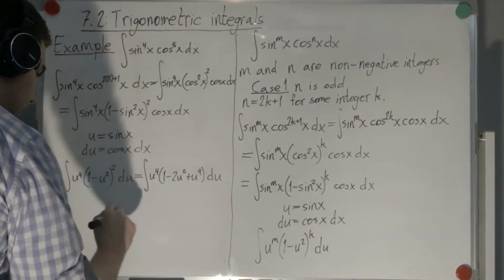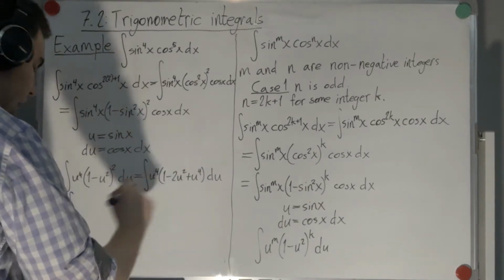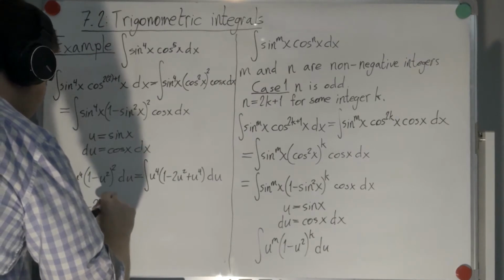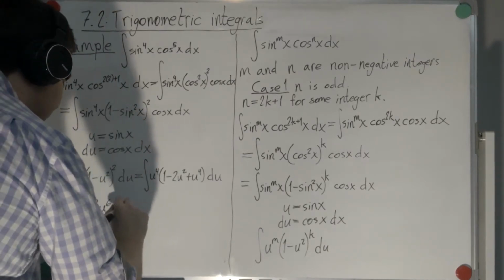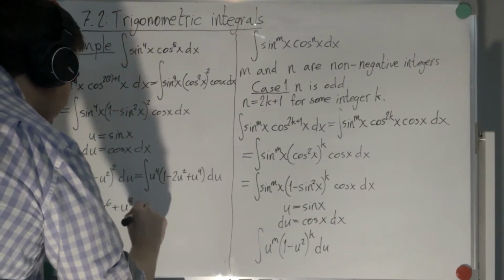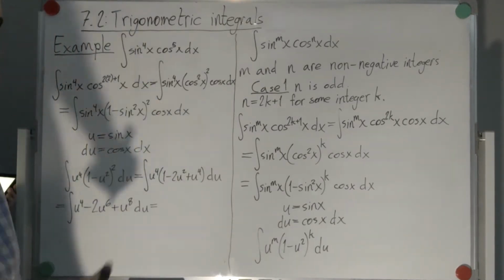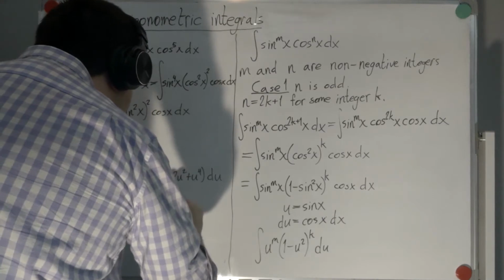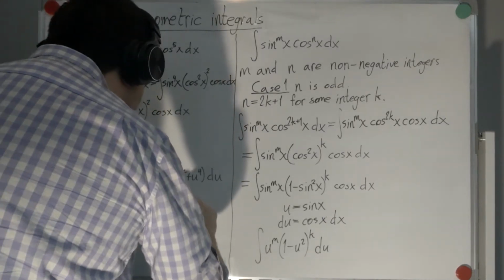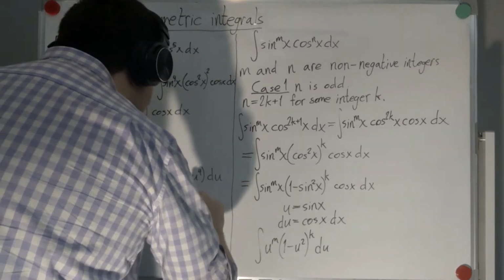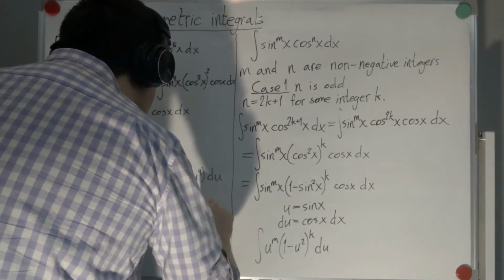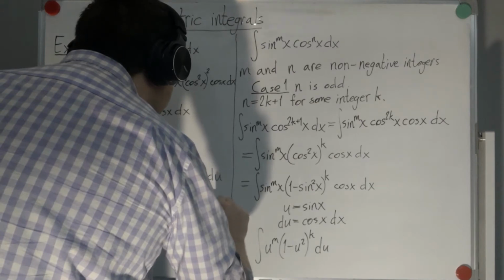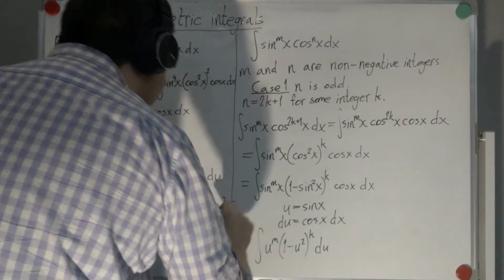This now becomes the integral of u to the fourth minus 2u to the 6th plus u to the 8th du. And you can take that antiderivative by just doing the power rule. So this becomes 1/5 u to the 5th minus 2/7 u to the 7th plus 1/9 u to the 9th plus c.